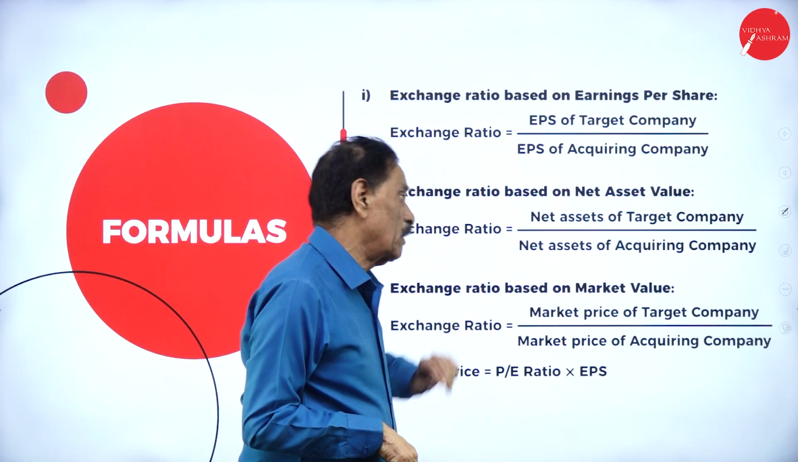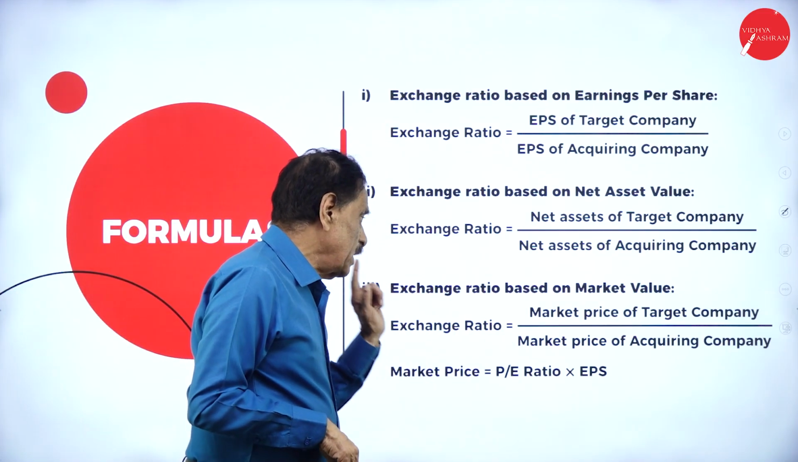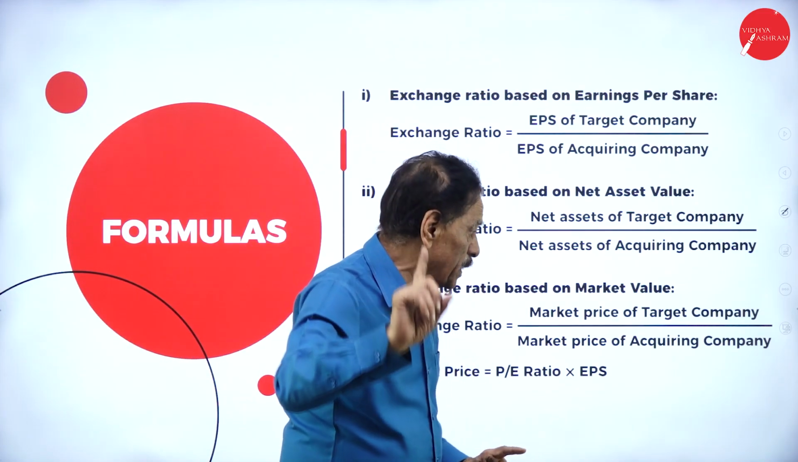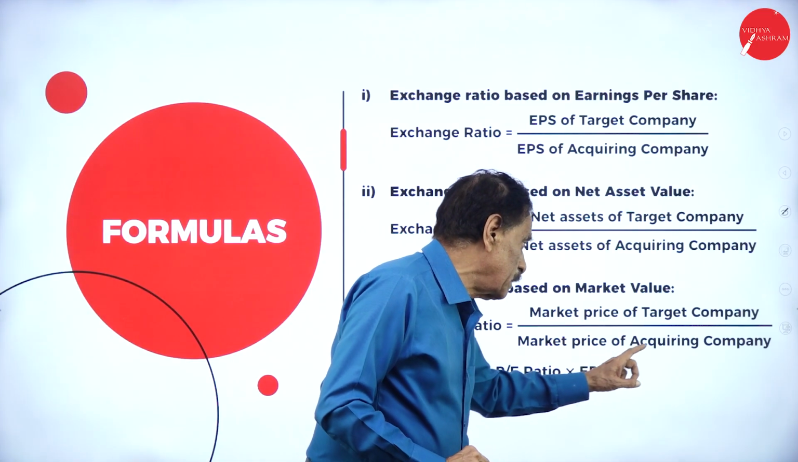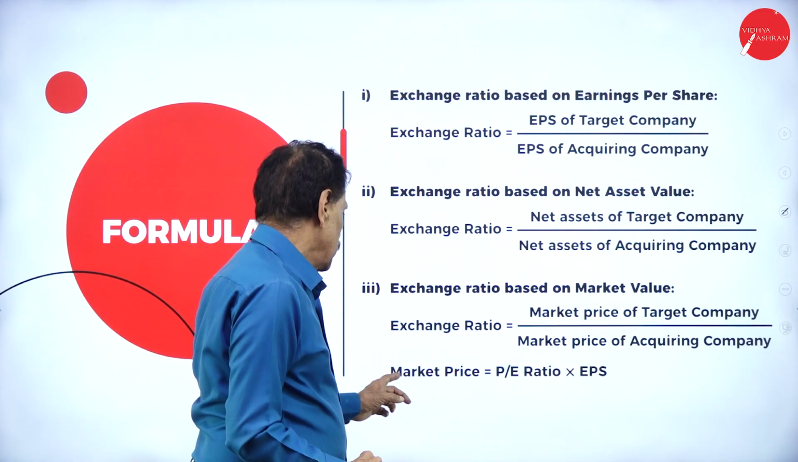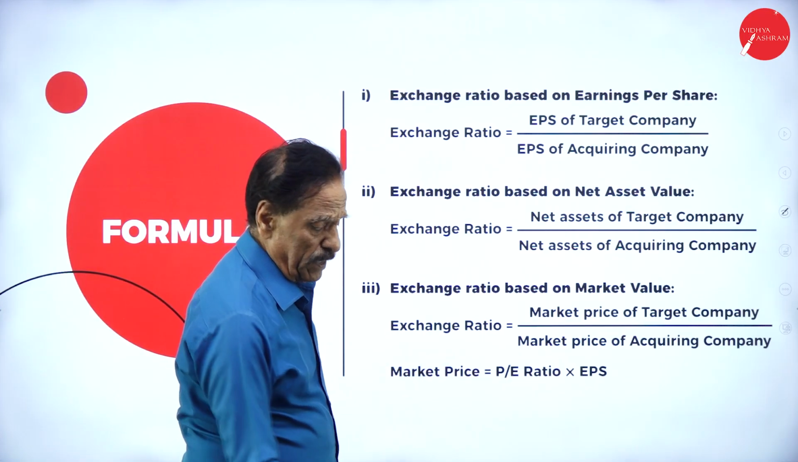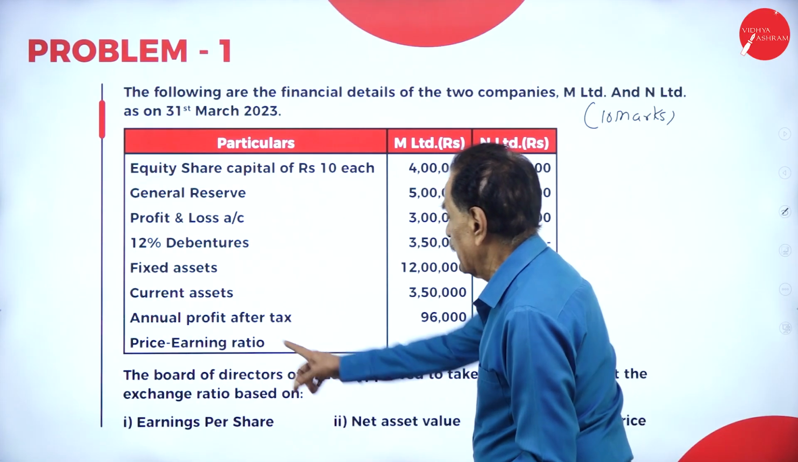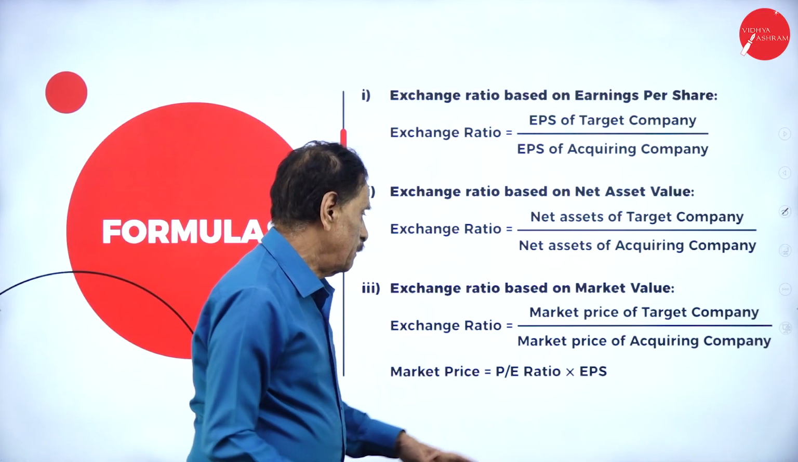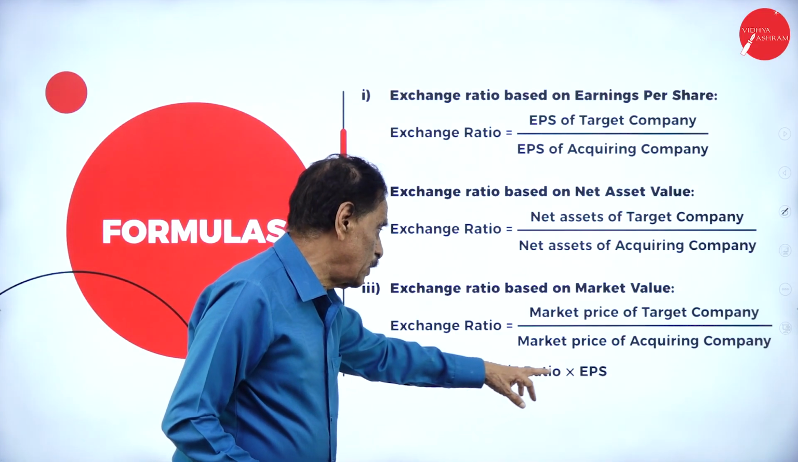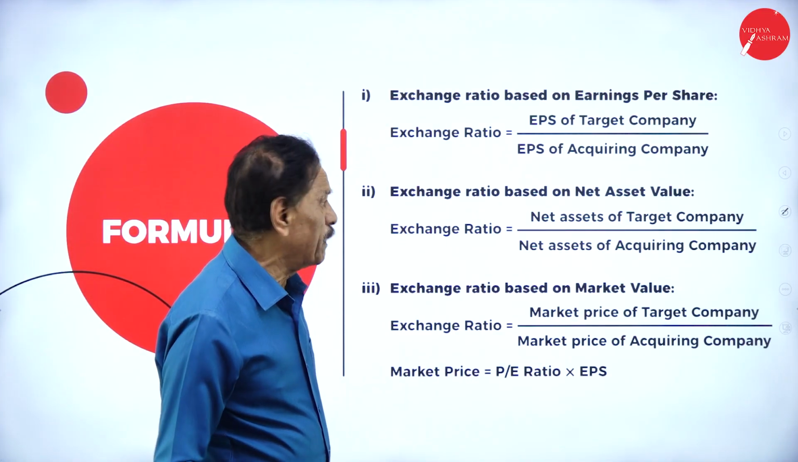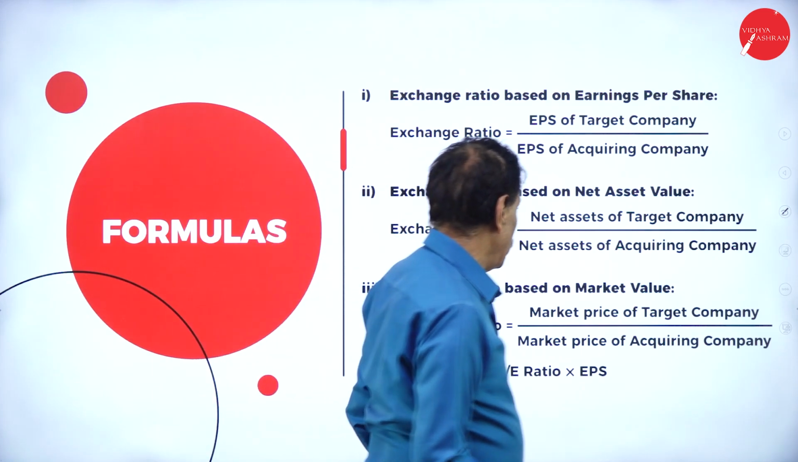Exchange ratio based on market value: market price of the target company divided by market price of acquiring company. Market price is price earning ratio into earning per share. We have been given the price earning ratio here. Price, P by E, means price earning ratio multiplied by EPS, earning per share. We'll move on to the problem now.